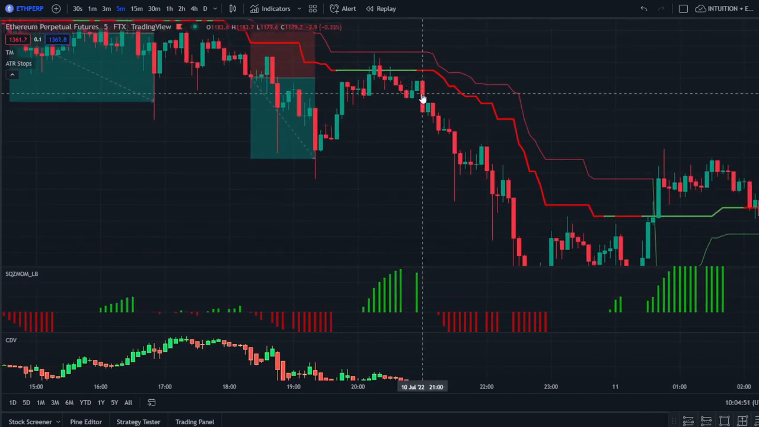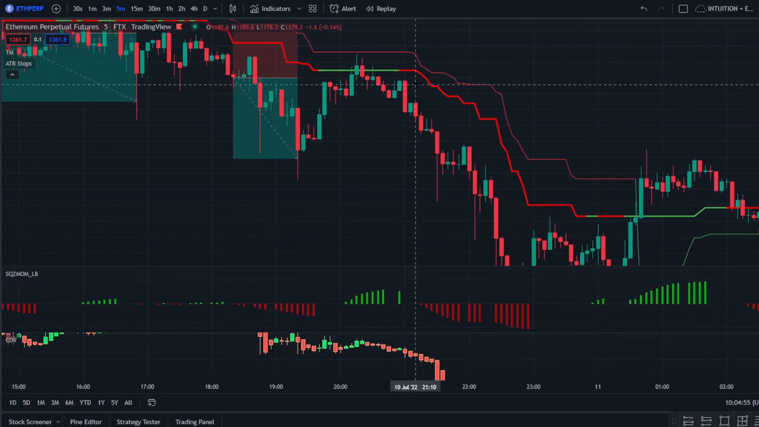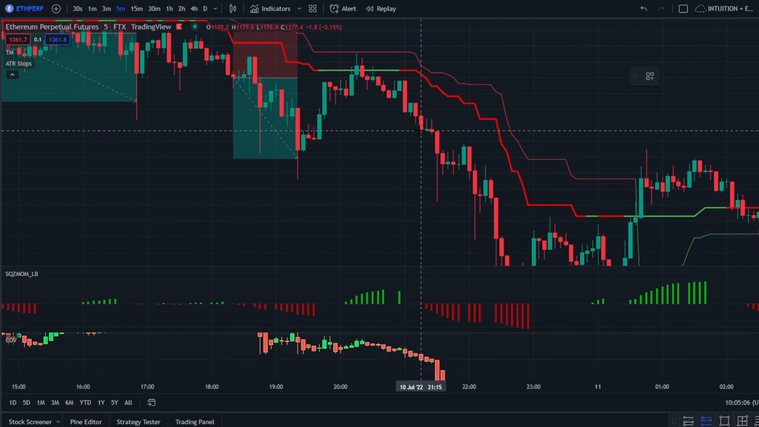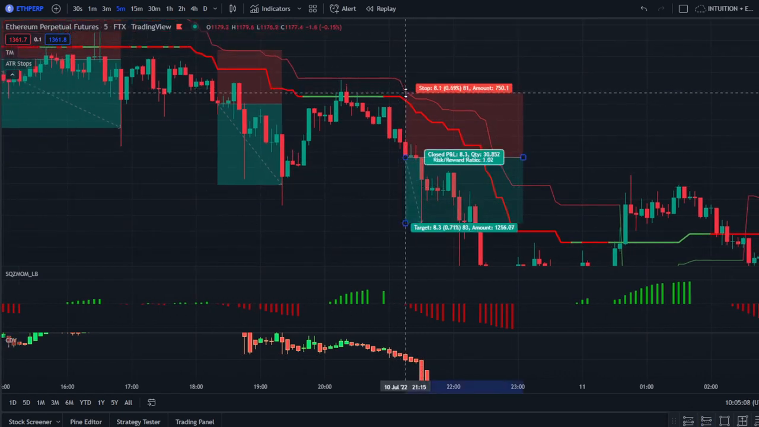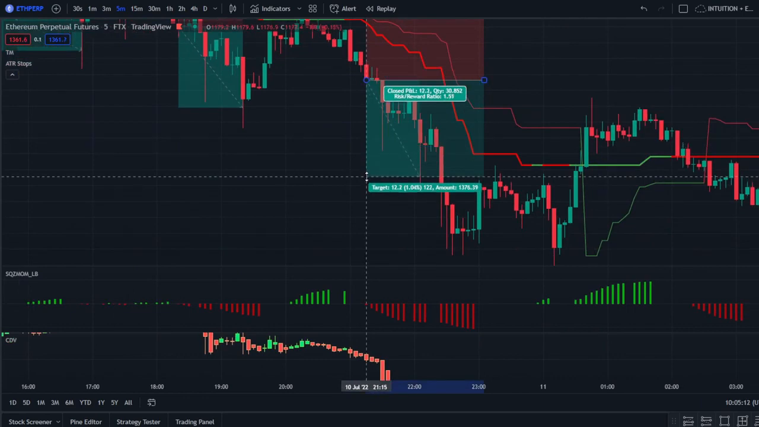Let's look again for another position. We're going to look right here. We have the break below, with the Trend Magic being red, price below the Trend Magic, squeeze momentum red, and cumulative delta volume red as well. So we're going to enter another short position right there. Stop loss will be at the ATR stops, and that will be another win.